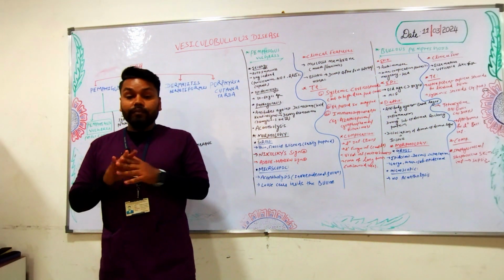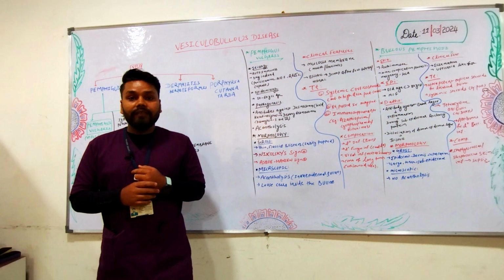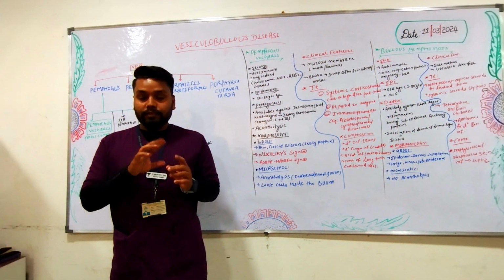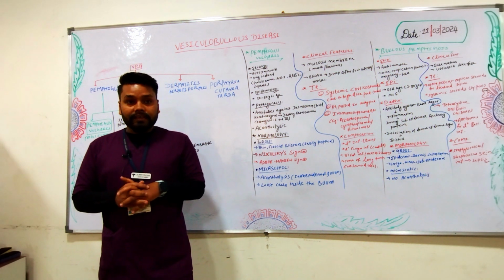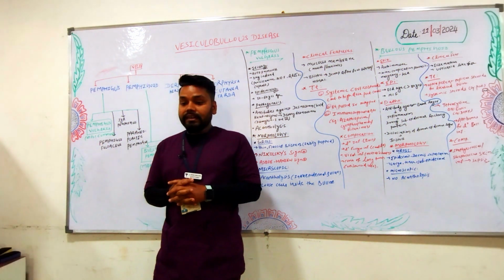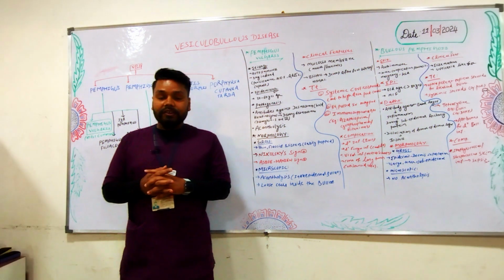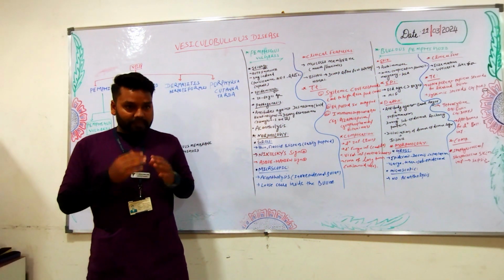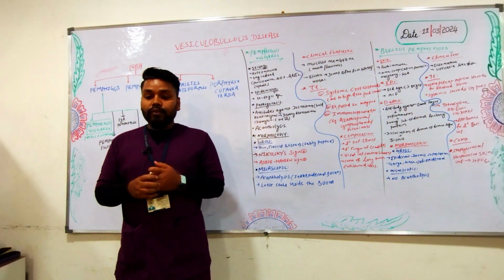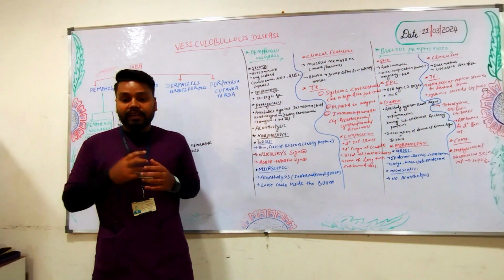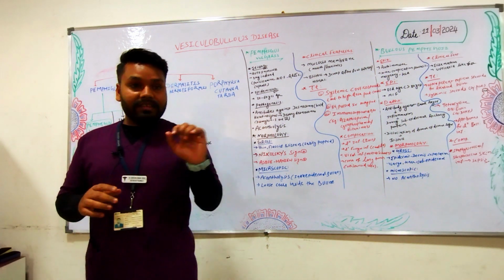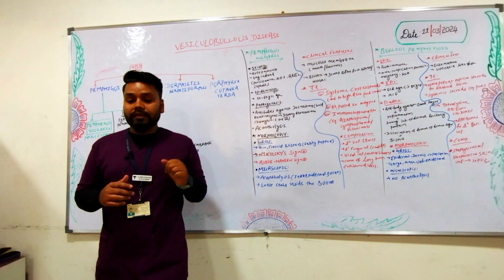a type of mucocutaneous disease characterized by vesicles and bullae, or we can call them blisters. Both vesicles and bullae are fluid-filled lesions, and they are distinguished by size: vesicles being less than 5 to 10 mm, and bullae being larger than 5 to 10 mm. Depending upon the definitions, we'll see the different types of vesiculobullous disease.